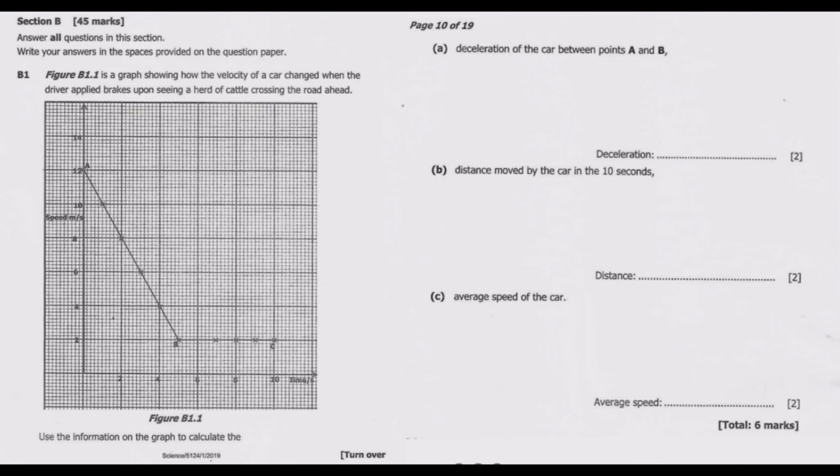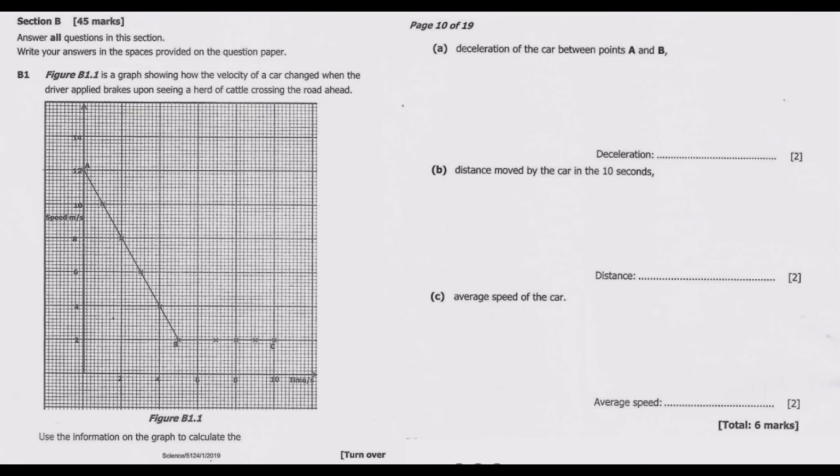Figure B1.1 is a graph showing how the velocity of a car changed when the driver applied brakes upon seeing a head of cattle crossing the road ahead. Use the information on the graph to calculate the acceleration of the car between points A and B.